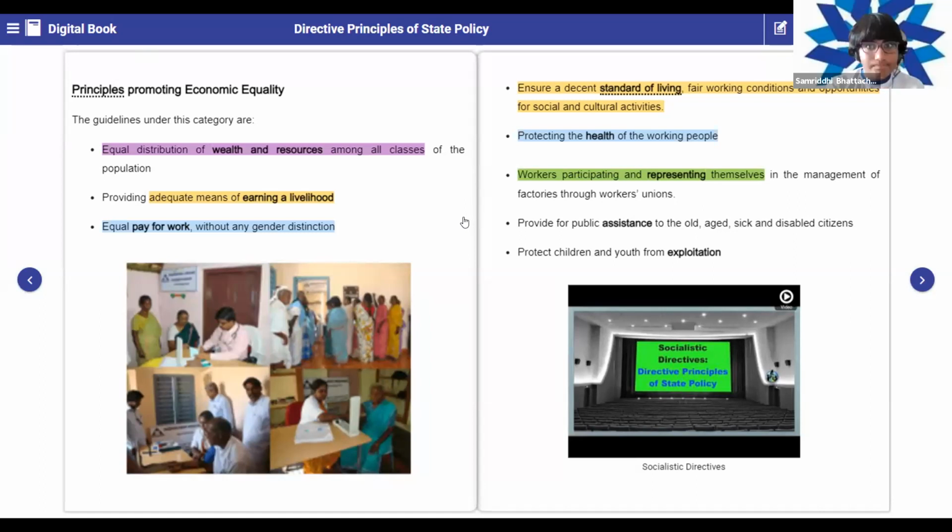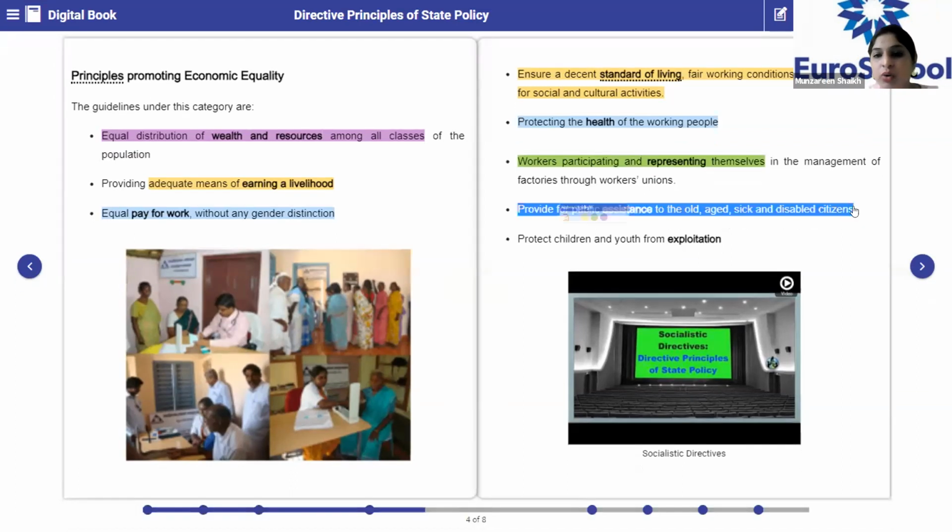Got it? Okay. Provide for public assistance to the old, aged, sick, and disabled citizens. That means providing help. Assistance means what? Providing help, public help. So underline public. Providing public help to all the people who are old, who are aged, or who are sick.